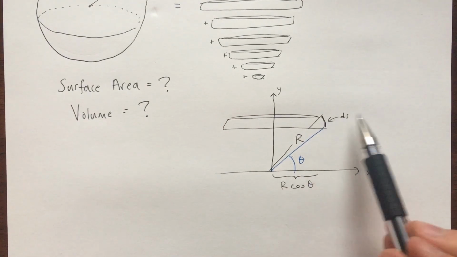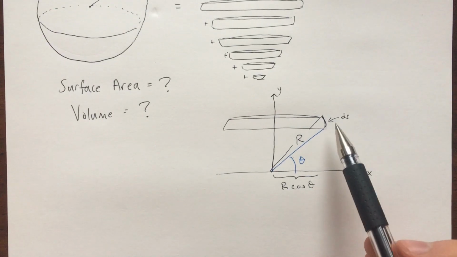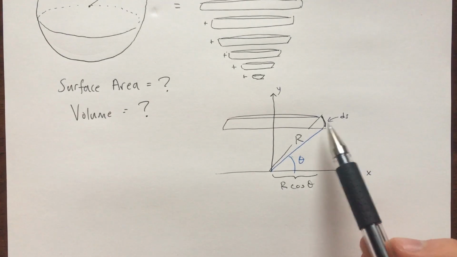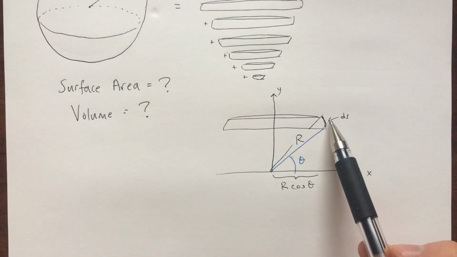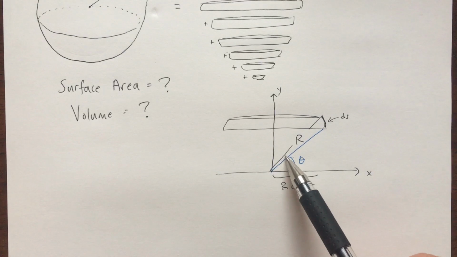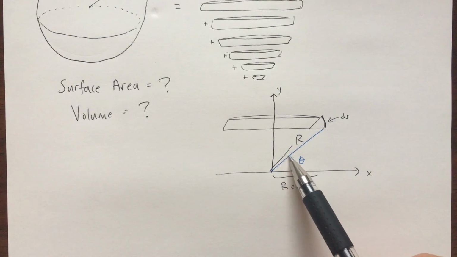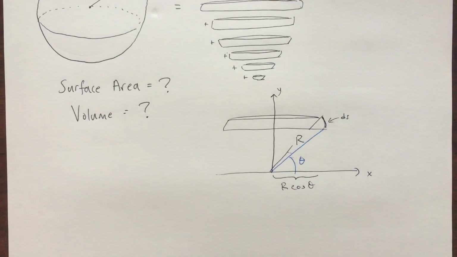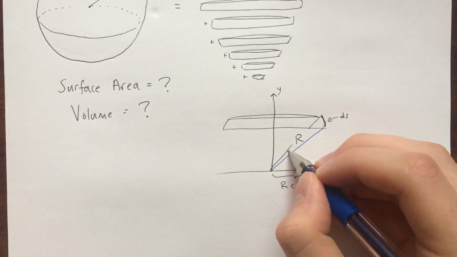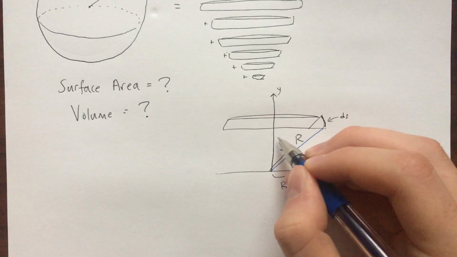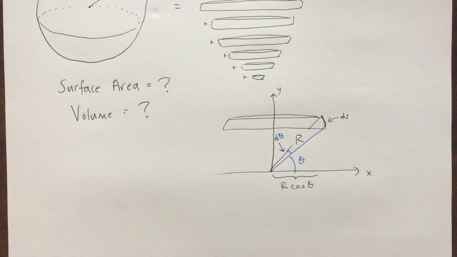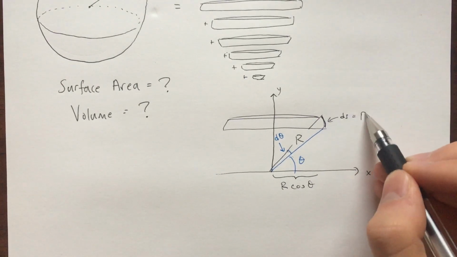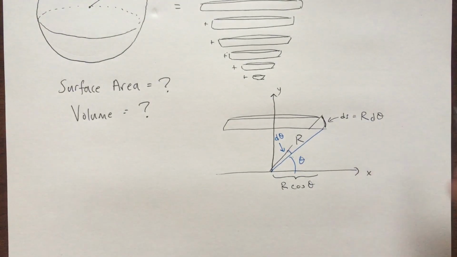Now what is ds? Well, ds is just an arc length, and if you remember the arc length formula for a circle, we have the arc length is equal to r times whatever angle is corresponding to that arc length. And the angle here, we can just call a tiny change in theta. So this angle, we'll call it d theta. So then ds is simply equal to r times d theta.